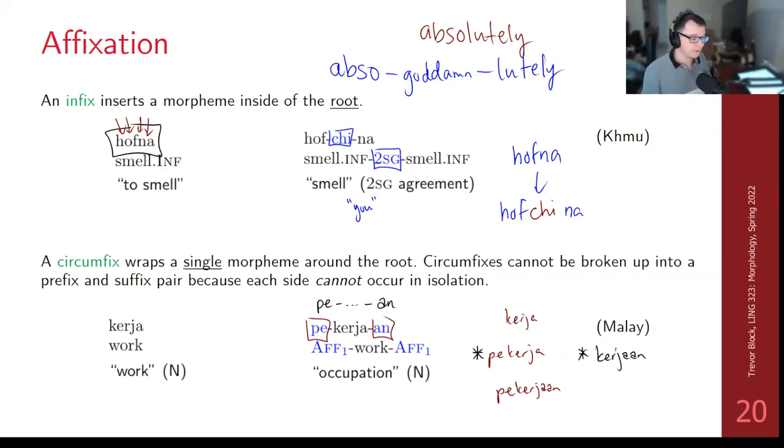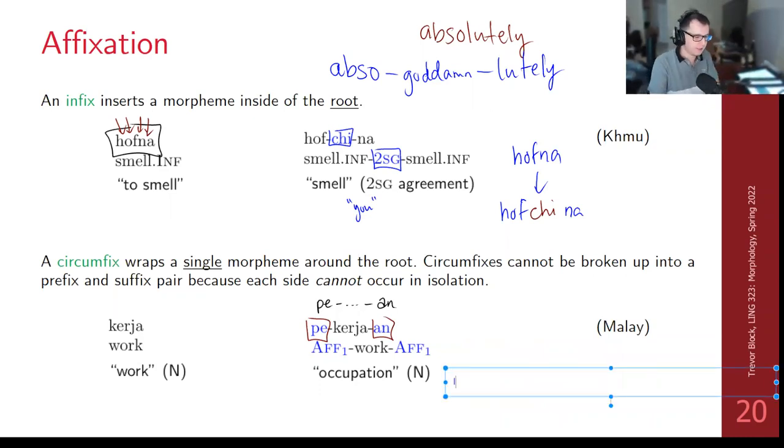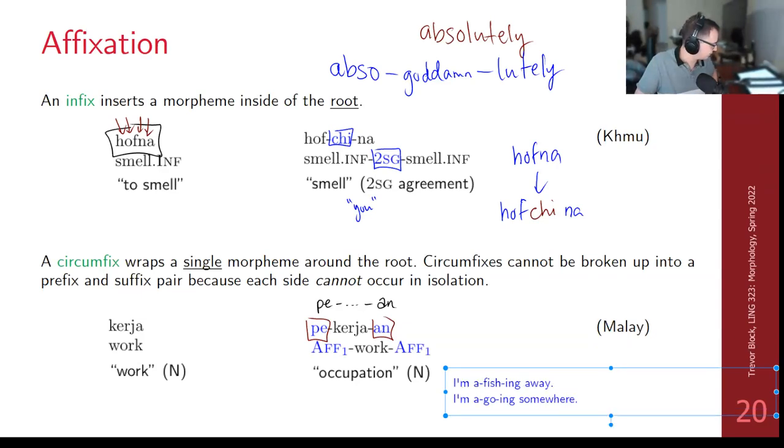Circumfixation though, actually, there's an example of circumfixation in English too. It's just not in every dialect. But if you watch movies, you might have heard it. So you might have heard someone say something like, I'm a-fishing-away, something like that, where you have this in front of progressive verbs, or I'm a-going somewhere. So I should really put in the extra dash there to show that this is a circumfix. So this does happen in some dialects of English, just not a lot, and it is certainly not standard English. But these types of affixes do exist in different dialects of English.